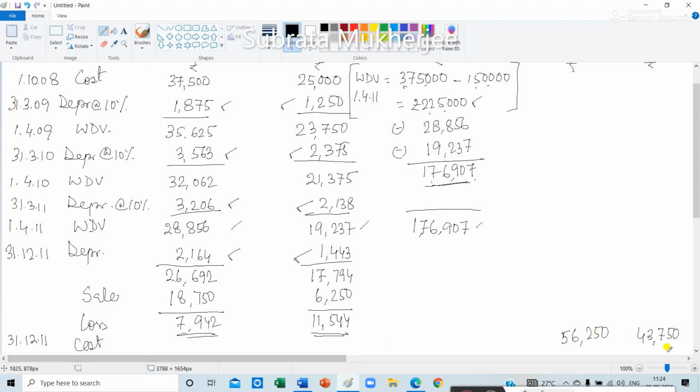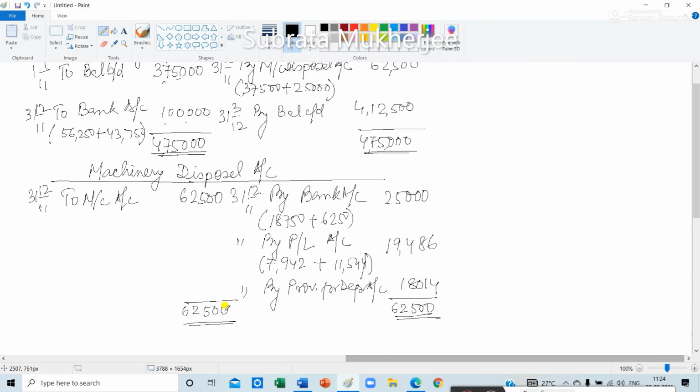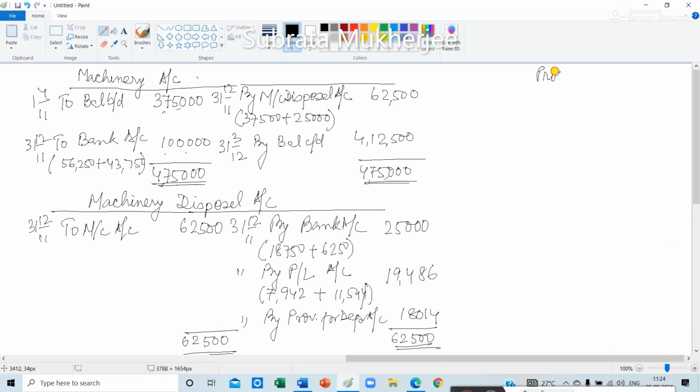Now I will prepare the provision for depreciation account. The cost of machine on 1st April 2011 is given as 3,75,000, and against this there was a balance in the provision for depreciation account for rupees 1,15,000.